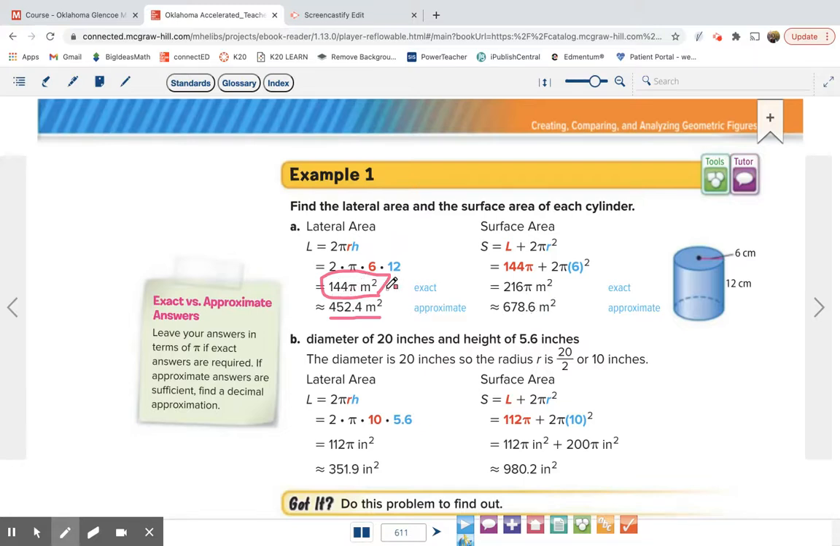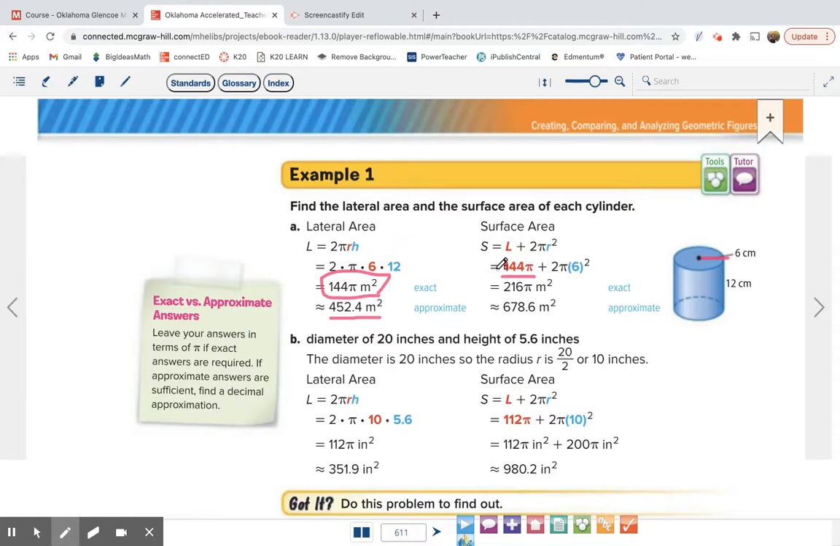So for surface area, we have L, which is what I just said, use that 144 pi, plus 2 pi r squared. R is 6, so I'll plug 6 in. 6 squared is 36 times 2. Leave it times pi. So let me see what that comes out to. 6 times 6 is 36 times 2 is 72 pi.